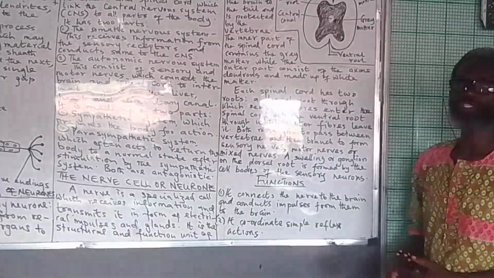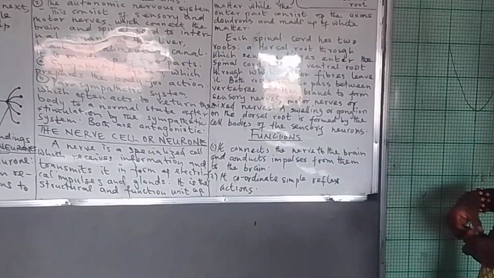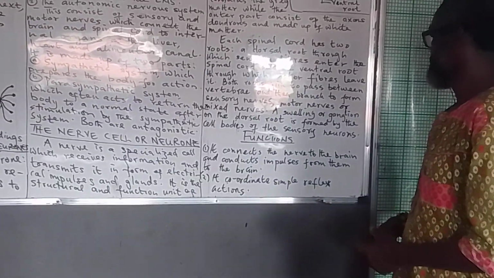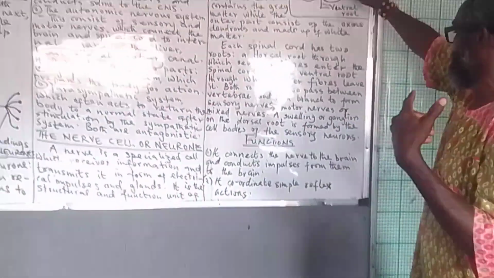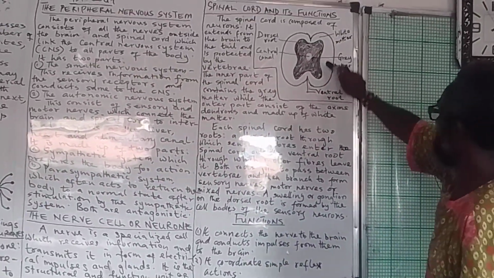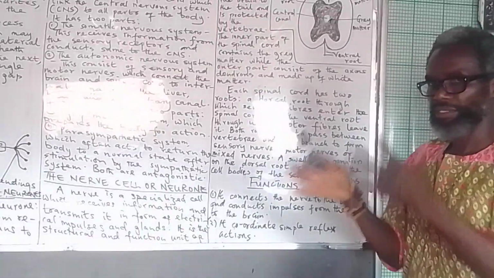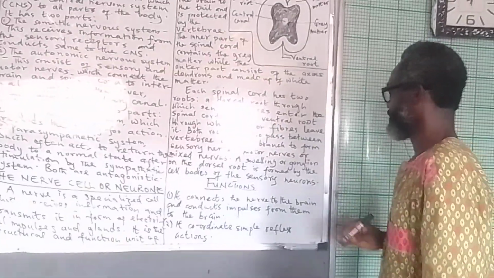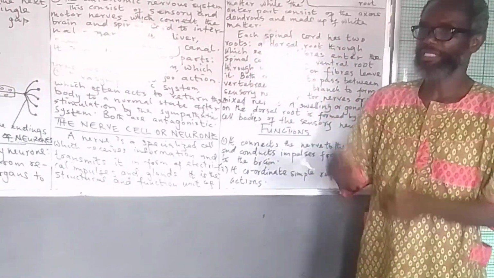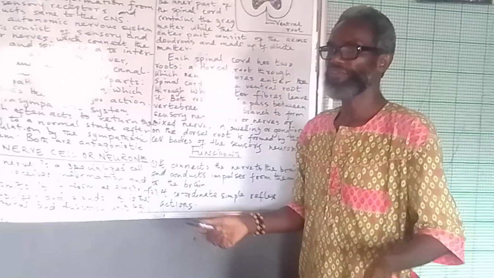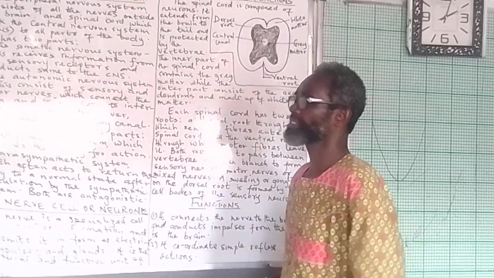So what is the function of the spinal cord? It controls the nerves. It connects the nerves to the brain and conducts impulses from them to the brain. It's a link. So it coordinates simple reflex actions. What do you mean by simple reflex actions? Like sneezing, like coughing, knee jerking, and those are simple reflex actions.